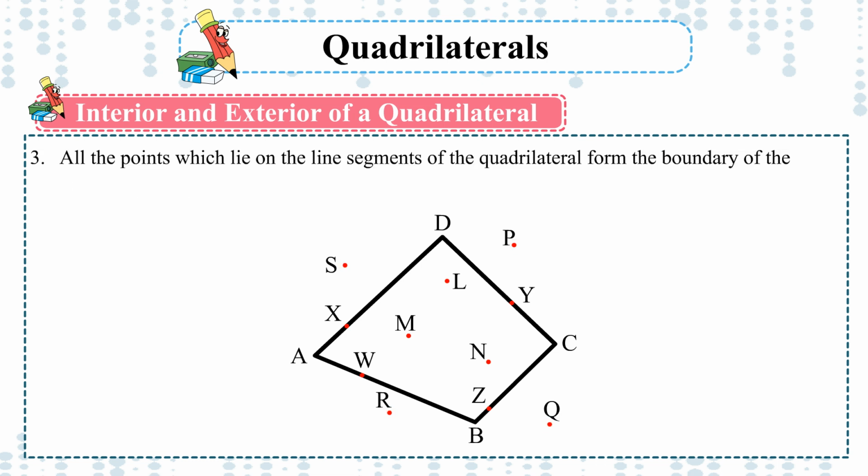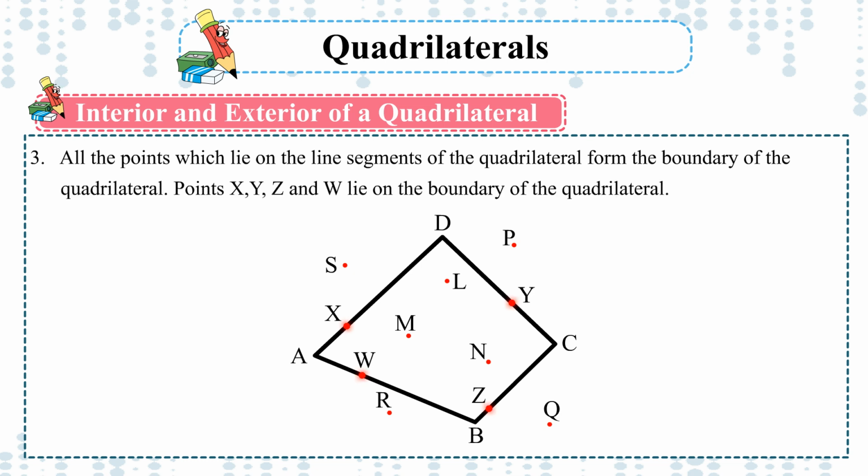3. All the points which lie on the line segments of the quadrilateral form the boundary of the quadrilateral. Points X, Y, Z and W lie on the boundary of the quadrilateral.